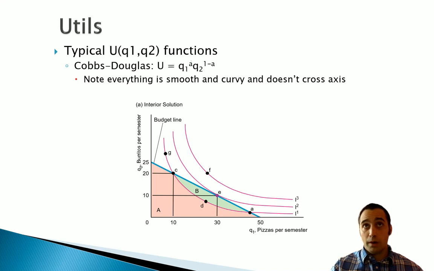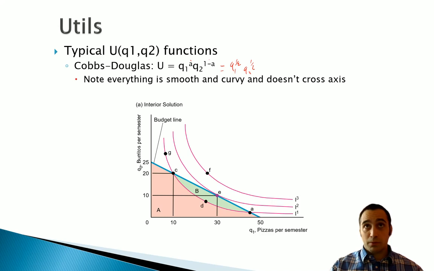Cobbs-Douglas are given by anytime you have q1 and q2 multiplied times each other with coefficients. We'll call them a and 1 minus a. And you'll note that a and 1 minus a sum to 1, and each should be bound below by 0 and bound above by 1. The easiest thing to do would just have q1 to the half and q2 to the half. But you also could have q1 to the third and q2 to the 2/3 or any other permutation.